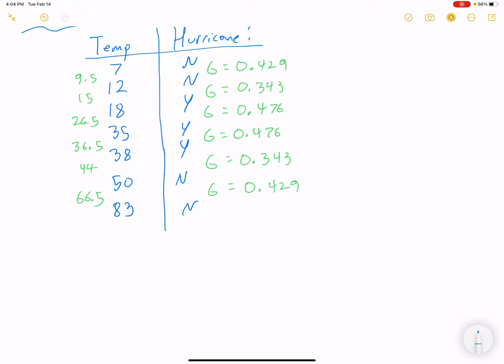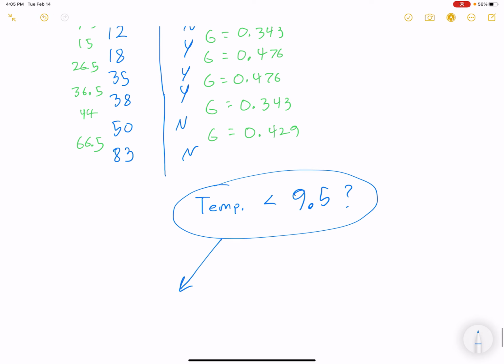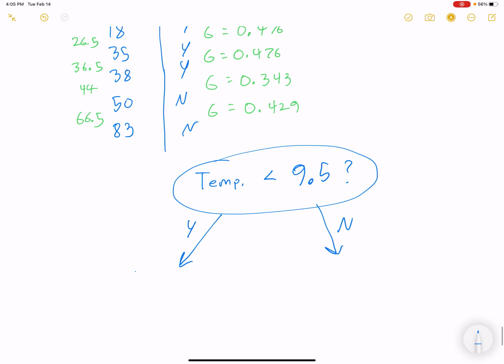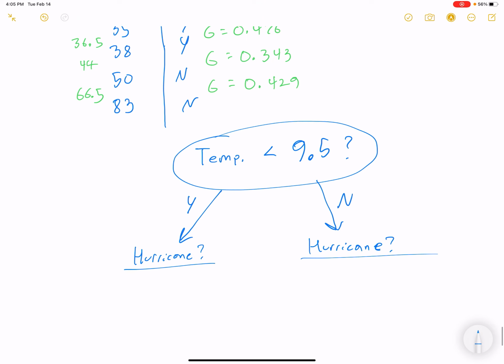So for example, the first one is evaluating if the temperature is less than 9.5 and splitting on that. And if we split on temperature being less than 9.5, yes, no, then we do the same thing. We look at if we split at that value, how does hurricane get split up? And in this case, we get the following split.